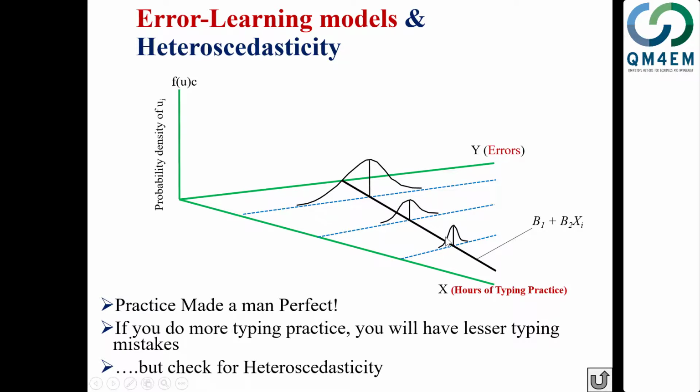So we can say that if we have to model data that consists of some learning process of this nature, we may think of having a problem of heteroscedasticity in these kinds of models. So modeling data that involves error learning models would have the problem of heteroscedasticity.